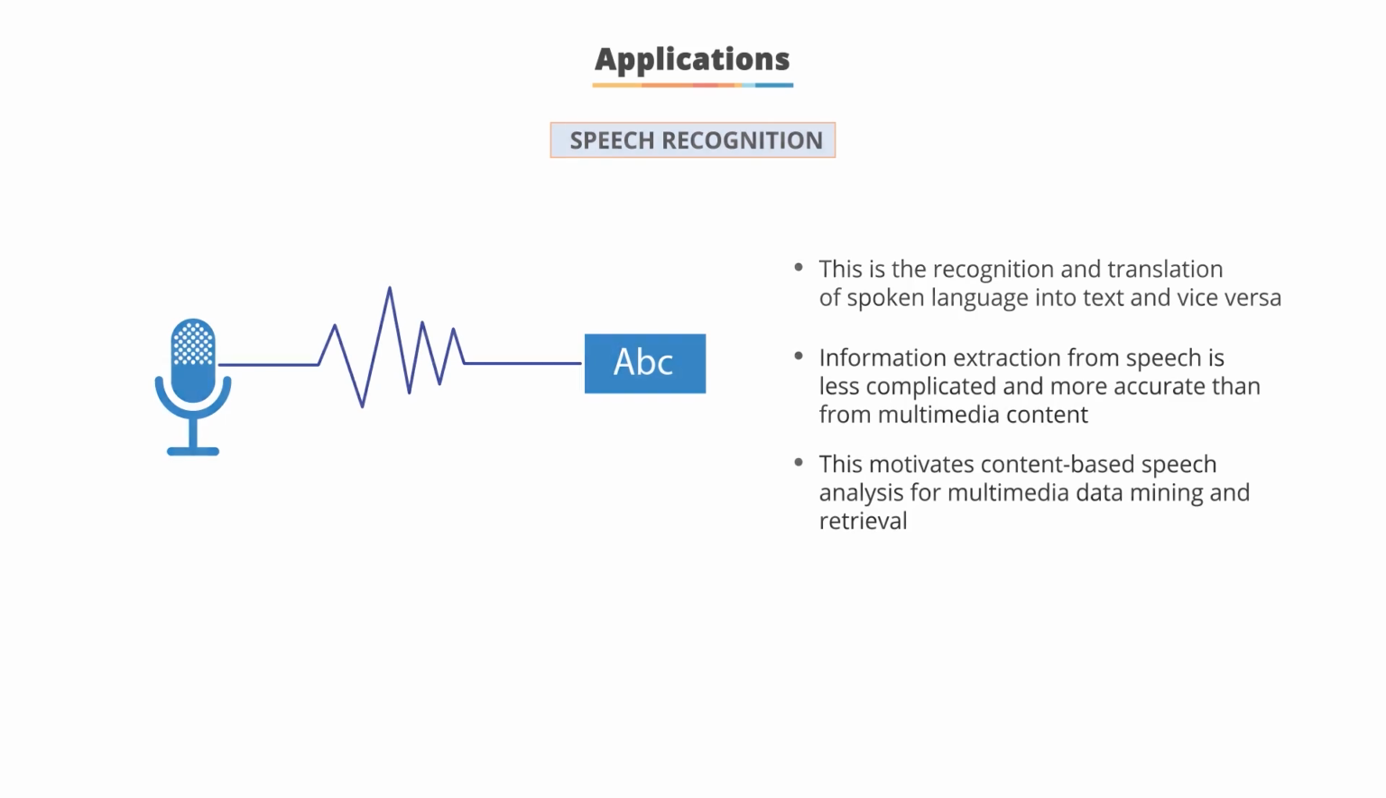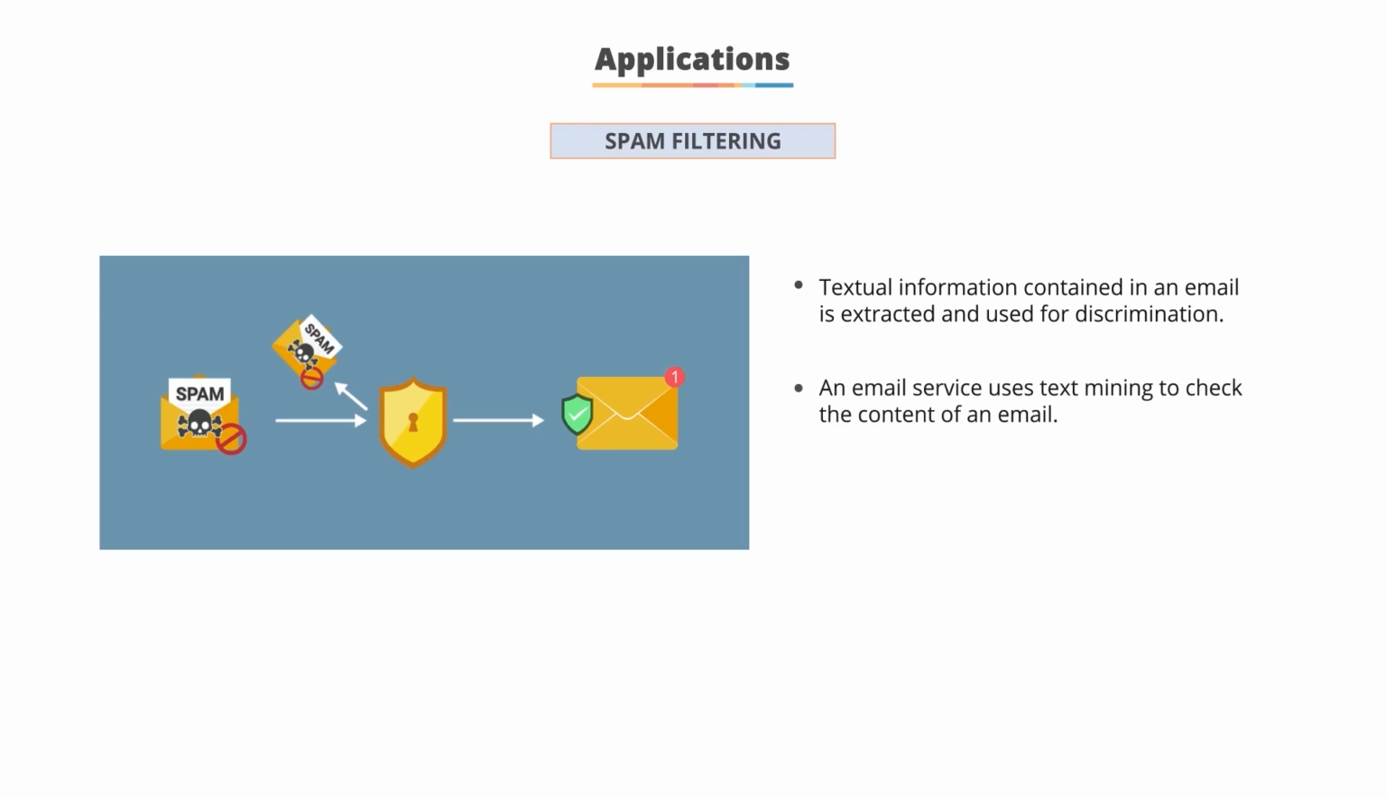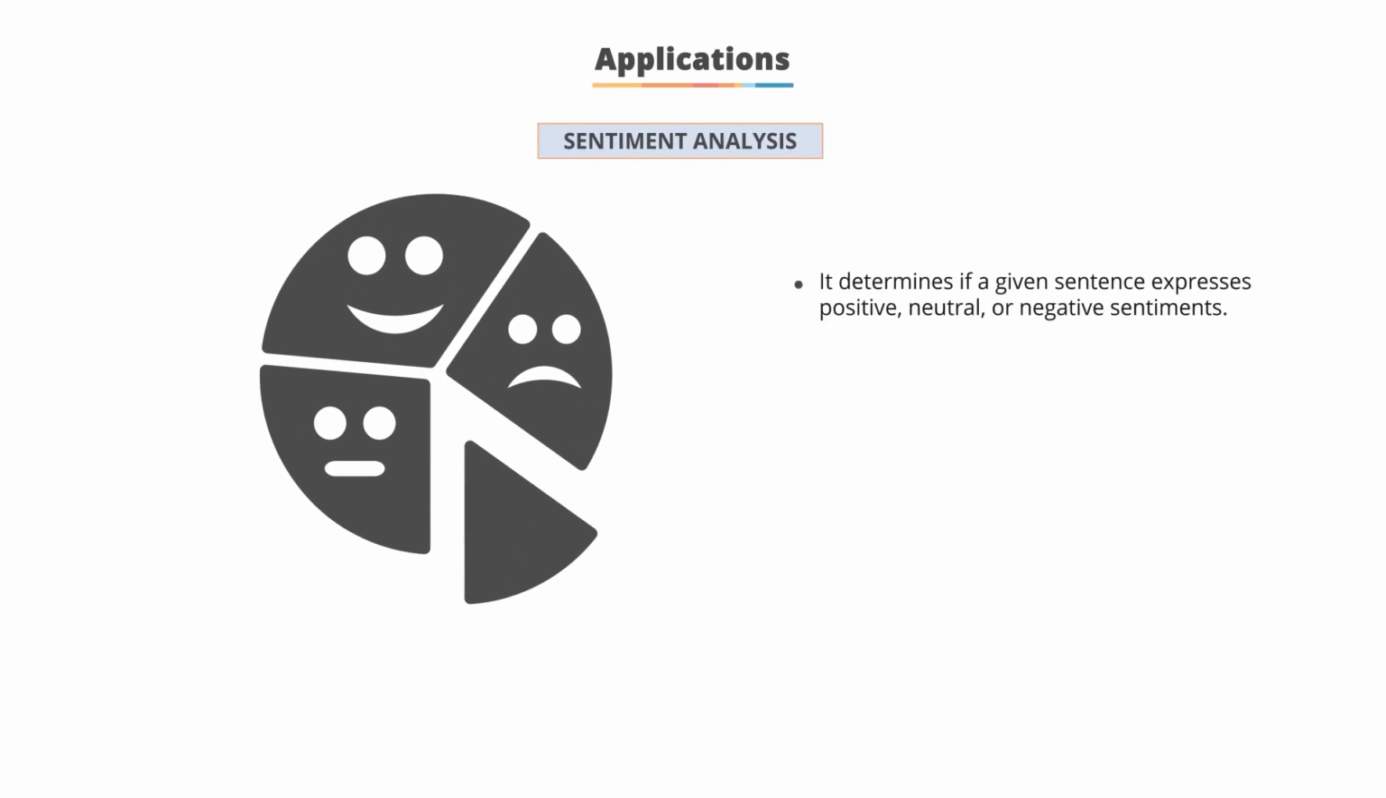Spam filtering. Spam detection is an important method in which textual information contained in an email is extracted and used for discrimination. Text mining is useful in automatic detection of spam emails based on the filtering content. Using text mining, an email service provider such as Gmail or Yahoo Mail checks the content of an email, and if some malicious text is found in the mail, then that email is marked as spam and sent to the spam folder.